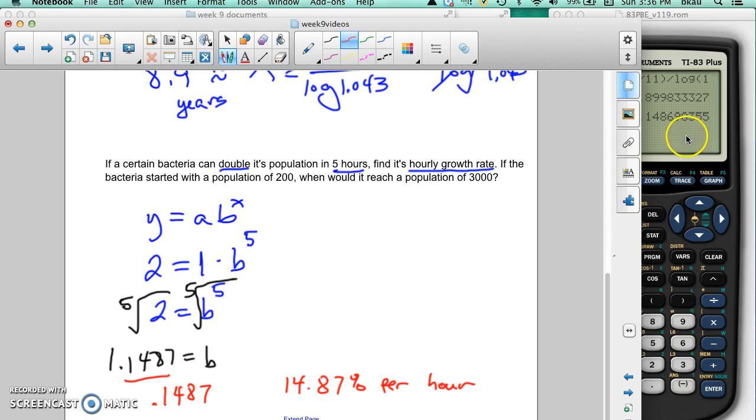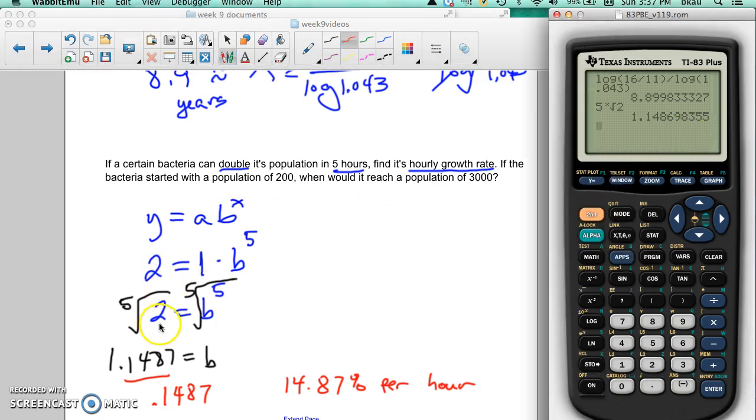Now, there is another way to find 2 to the 1 fifth, if you didn't remember the root thing. We can also use the power button, but a root is always 1 divided by the root value. So 1 divided by 5 is our root power. It gives us the same answer there. So either one of those ways is the way you can find the root. All right, now let's use this to help us find the population when it would reach 3,000.